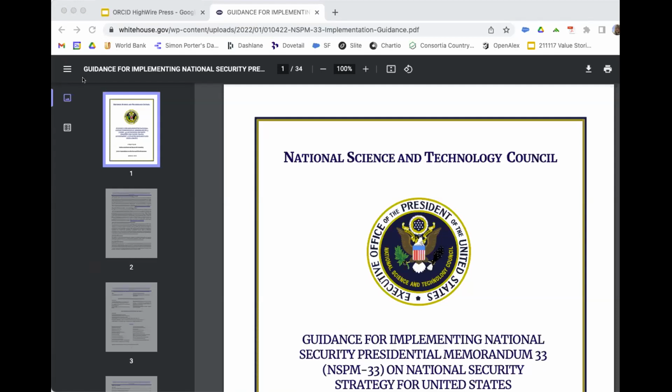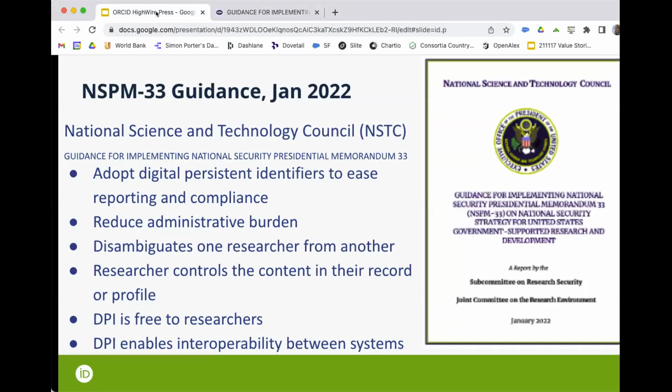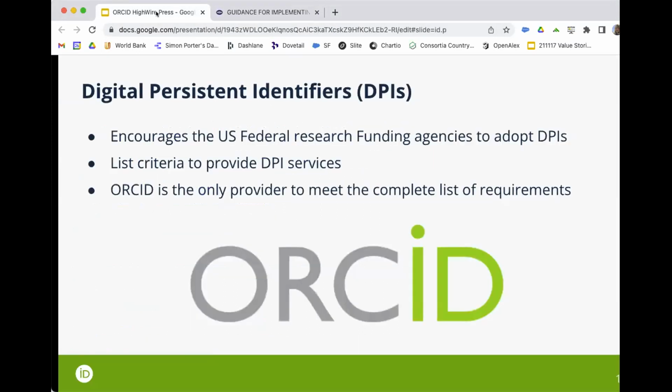There we go. This guidance document is the more useful document to refer to. The first document is interesting, but it's the second one that has more of the specific information. Within this NSPM 33 guidance document, the criteria for providing a DPI service is listed, and we're pleased to say, as Tony mentioned earlier, that it's only ORCID that meets the full list of criteria.